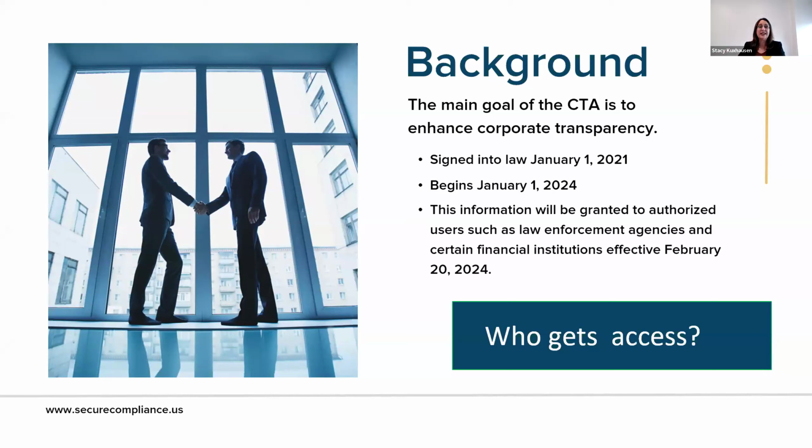The main goal of the CTA is to enhance corporate transparency by requiring certain entities to disclose information about their beneficial owners to the Financial Crimes Enforcement Network, which we are going to refer to as FinCEN. This information is going to be granted to authorized users such as law enforcement, financial institutions, and others like banking people as well. They are rolling that out from now until the spring of 2025, with different agencies getting access to this information over that time frame.